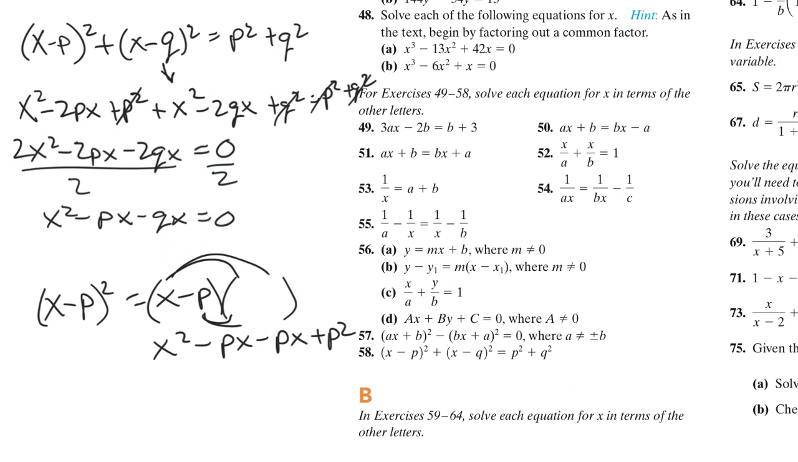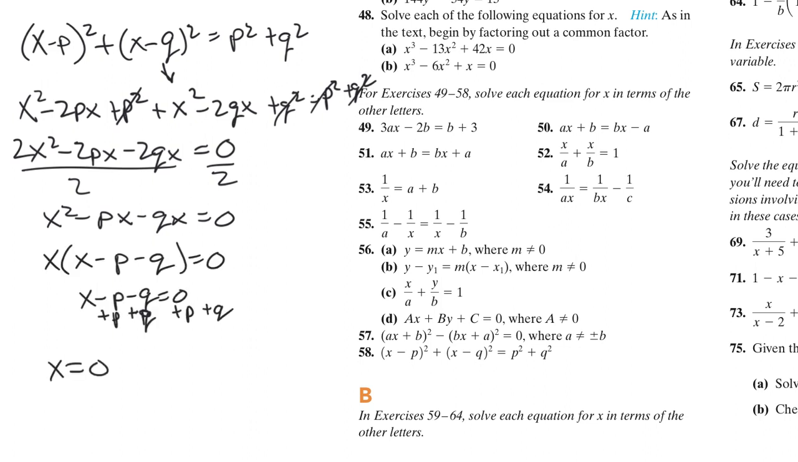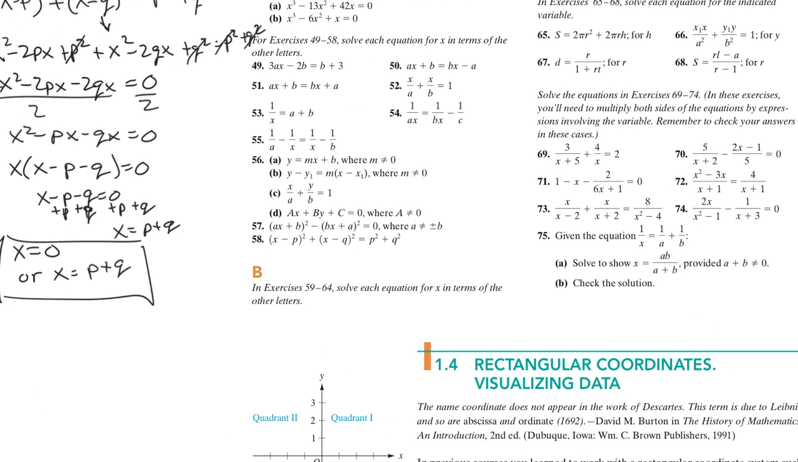Okay, so I'm going to erase some stuff here. So what we got is a little factoring job here. We can factor out an x from everything. So we have x times x minus p minus q equals 0. So x could be 0, or we would have x minus p minus q equals 0. So if I add p and q, x would be p plus q. Or x could be 0 or p plus q. And that was a little spicy on that one. Not so bad. Okay, we have some other questions here.